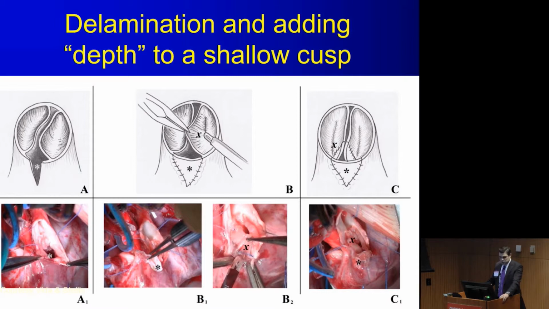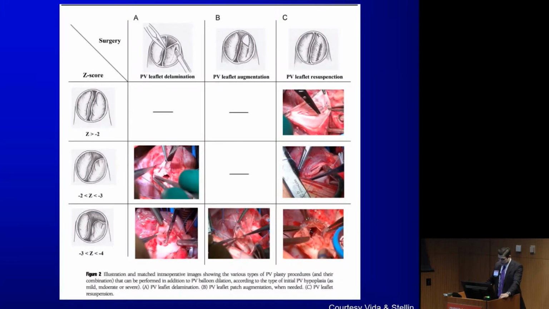This here is showing some delamination and also addition of some depth to a shallow cusp using some autologous pericardial patches. He provides this here to show their general strategy and approach to valve preservation and repair techniques based upon valve size and Z-score. And you can see initially pretty much valve delamination is something they generally do for anything with a Z-score of less than -3. And then you can see their general strategy here.